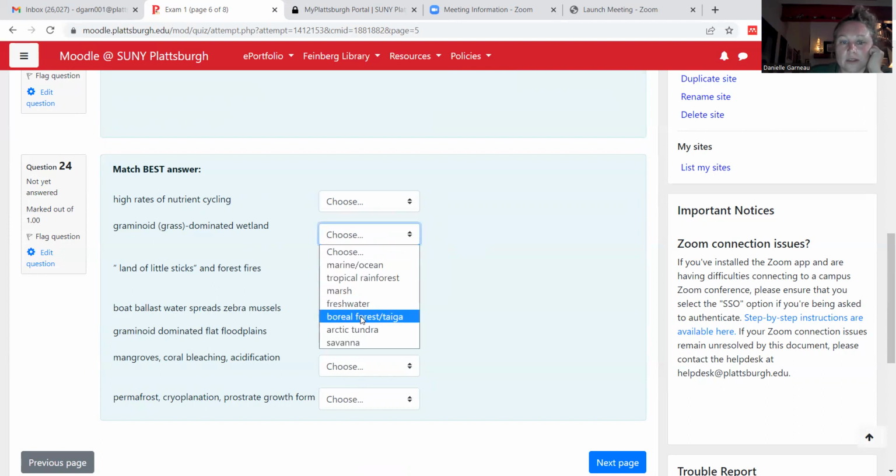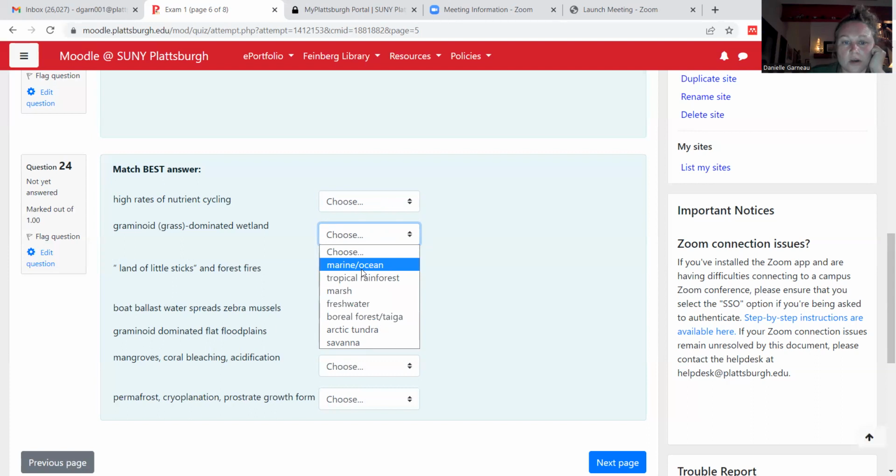A graminoid grass-dominated wetland. So again, looking down the list here for wetlands, not these two, not that, could be that, but it's not grass-dominated, right? It could be a marsh. Yes, it is a marsh, right? We've been out to Osable Marsh, Wickham Marsh. I think some of you might have seen it, but these are dominated by grasses. Land of little sticks and forest fires. That's boreal forest, the taiga. Boat ballast water and zebra mussels.